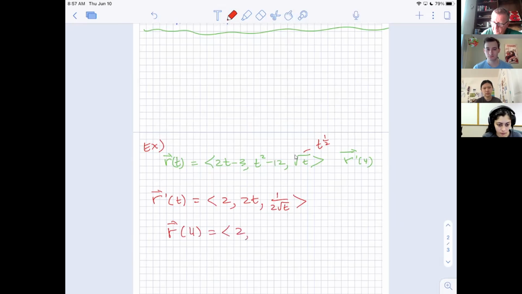Notice that first one is interesting because it's just always 2, like it isn't even dependent on t. It's just 2 every single time, doesn't make any difference. That's kind of interesting. But then of course, 2 times 4 is 8. The square root of 4 is 2. 2 times 2 is 4. So that's kind of your slope vector.